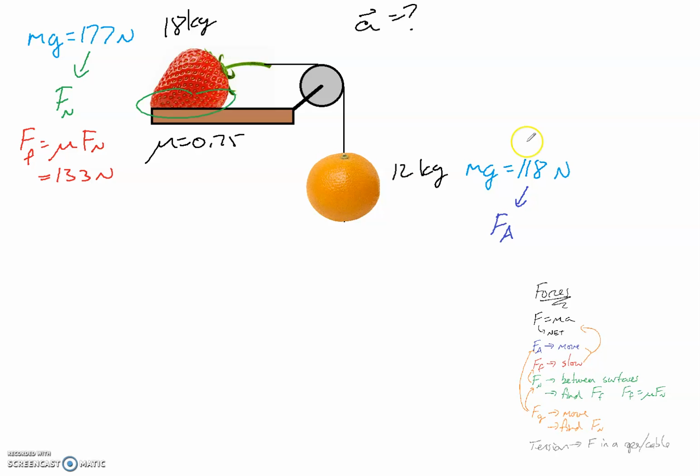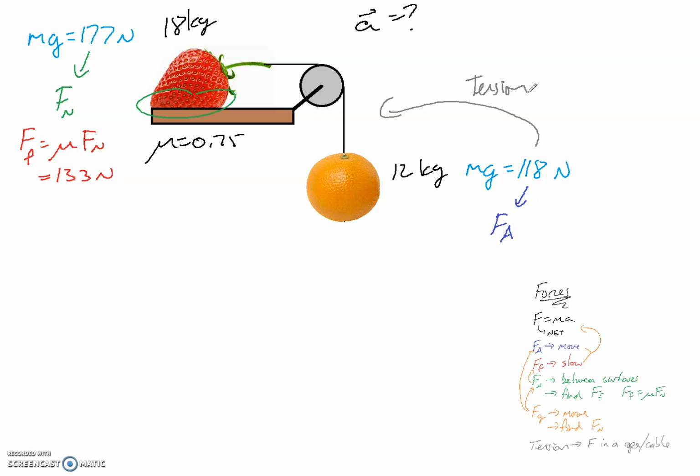And if the system was just sitting there and doing nothing, that would also be the tension in the string if it was just at rest. If it was accelerating, it'd be a little bit different, but for now, at rest, it would just be 118 newtons.